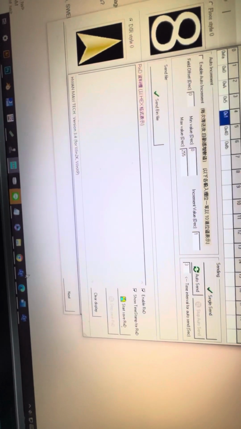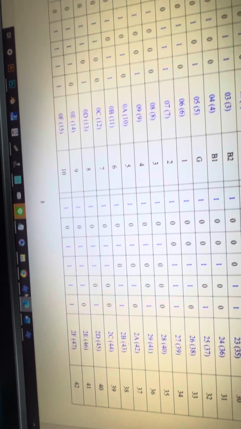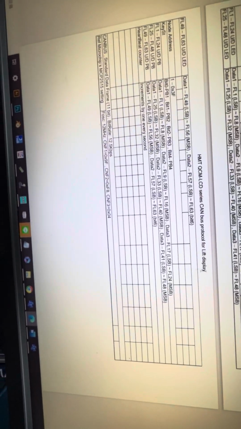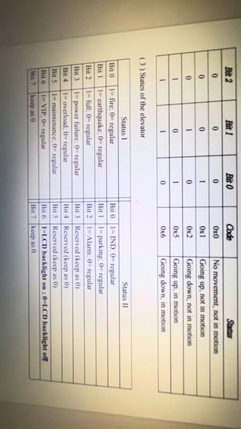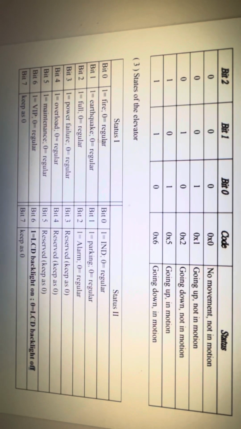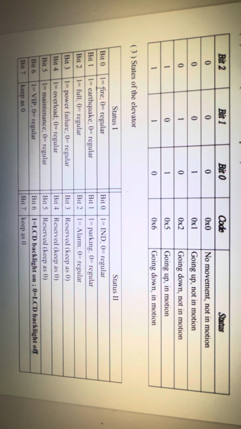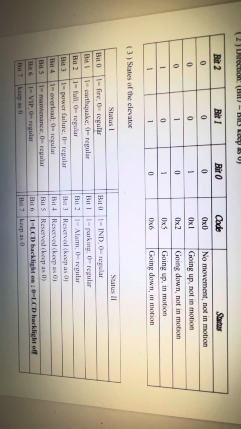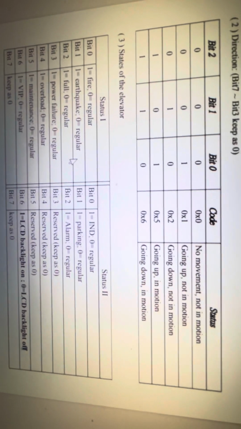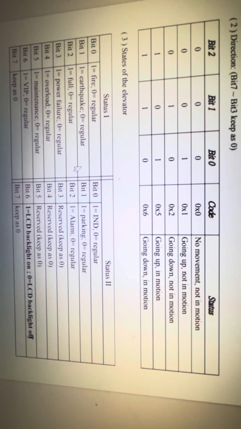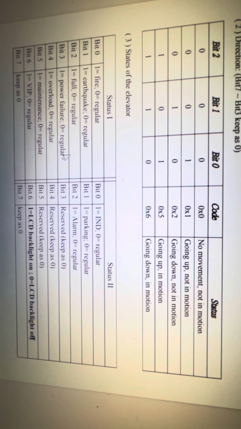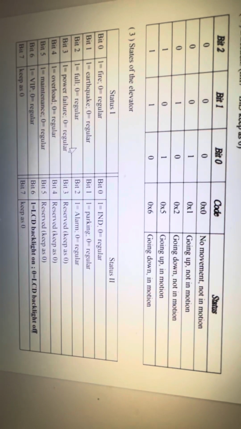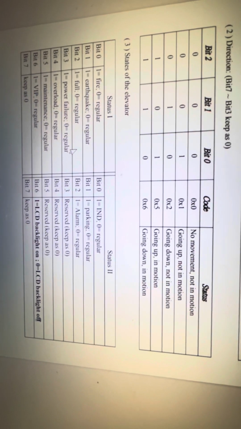Okay, let's check another. I will write it to you in the email also. Okay, here, status 1. If you want to get a fire, you have to turn on bit 0, so you send 01. For bit 1, you send 02, and for bit 2, you send 04. With this parameter, you can get the messages.